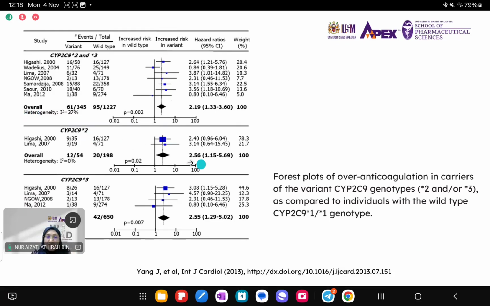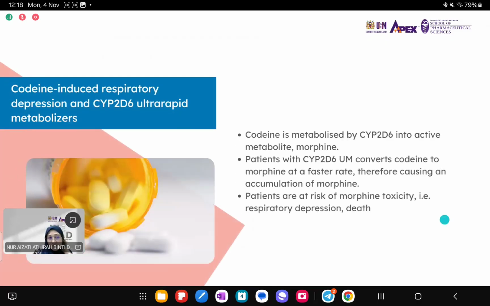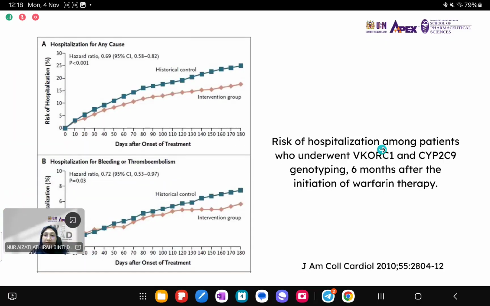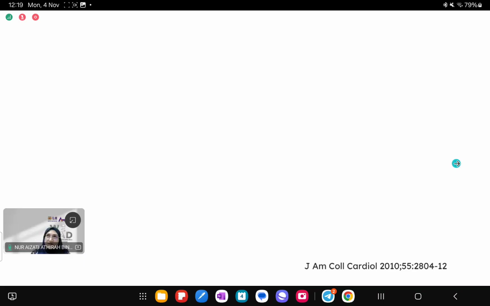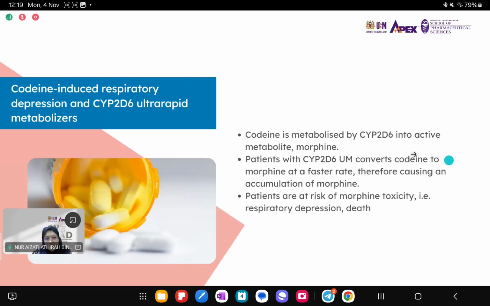If *2 alone, it's 2.56 times more risk to develop that bleeding. So these two important enzymes or genes for warfarin metabolism would be CYP2C9 and also VKORC1, which increases the sensitivity to warfarin. If we know earlier that this patient is a poor metabolizer, we will adjust the dose accordingly so that the patient does not get that bleeding. So that's the type A ADR.